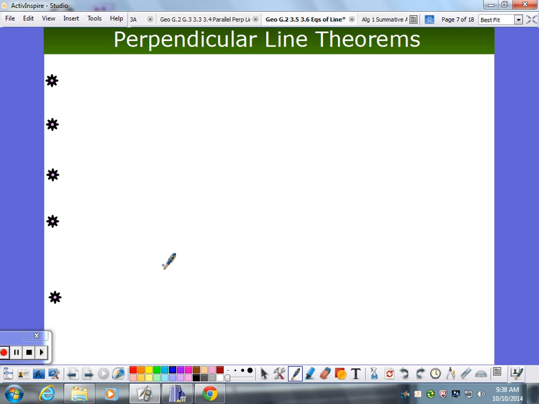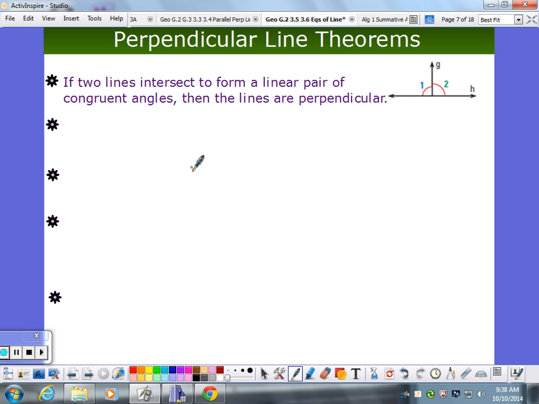Now we're kind of back in geometry land, or at least what we're doing this year. Some perpendicular line theorems. If two lines intersect to form a linear pair of congruent angles, then the lines are perpendicular. Now I've got a bunch of proofs behind here. Let's see if we can talk through these rather than go through these formal proofs. So, two lines intersect to form a linear pair, correct? If they are a linear pair, then they are supplementary by the linear pair postulate. If the angles are congruent, that means they have the same measure.